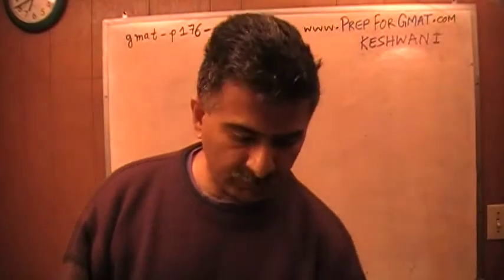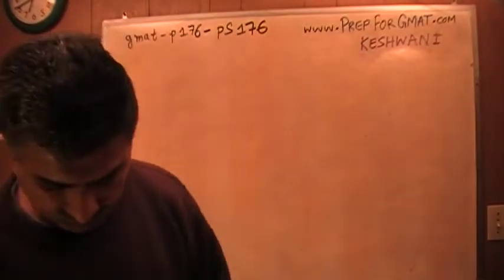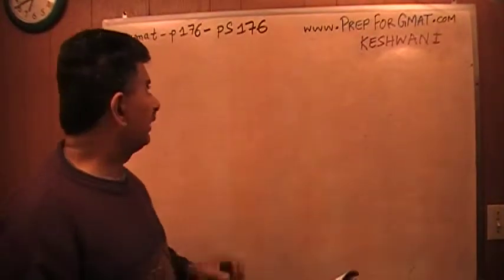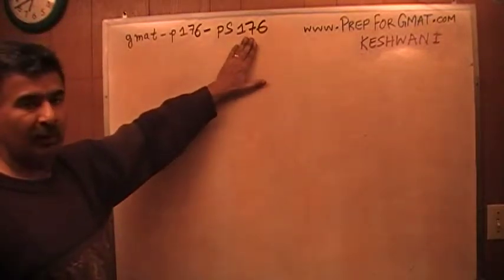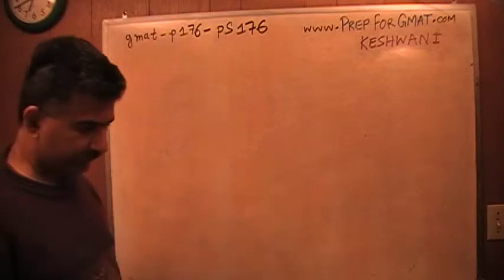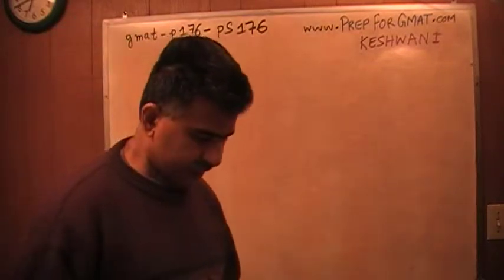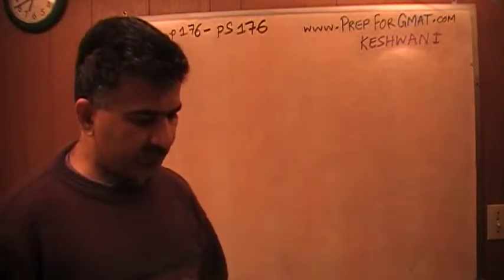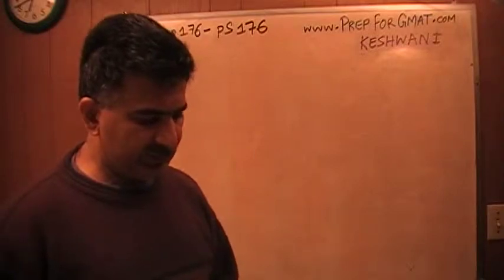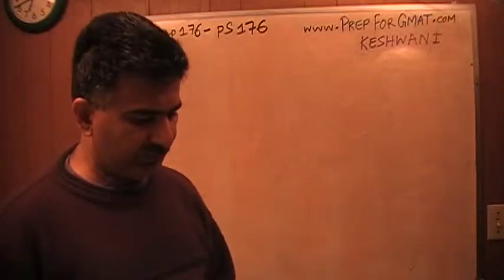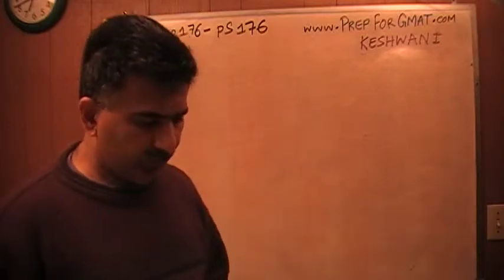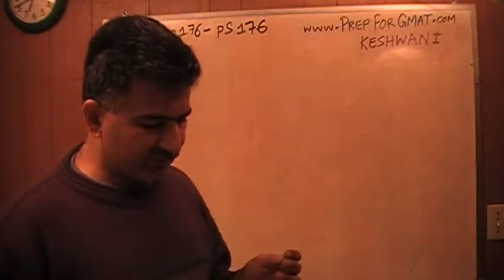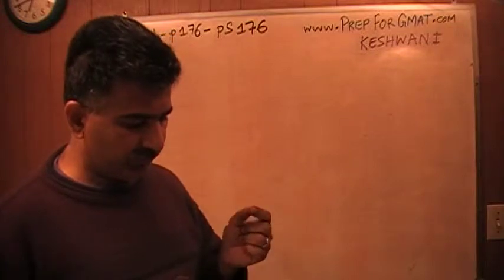The problem that I'm about to solve is the one that you will find on page number 176, problem solving, problem number 176. Let's take a look at it. It says the rectangular box is 10 inches wide, 10 inches long, and 5 inches high. Okay, so we're dealing with 3 dimensions here. What is the greatest possible straight line distance in inches between any 2 points on the box?